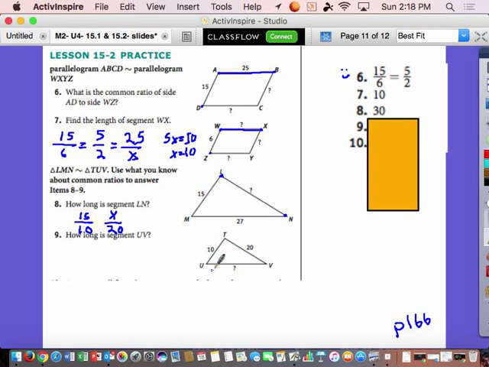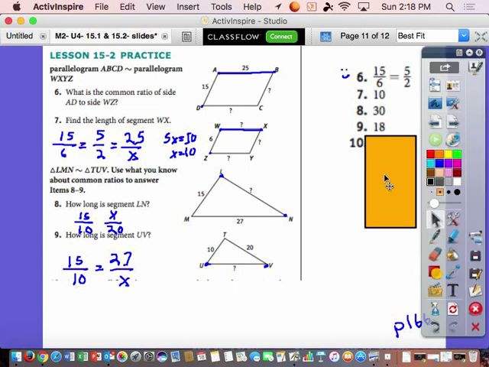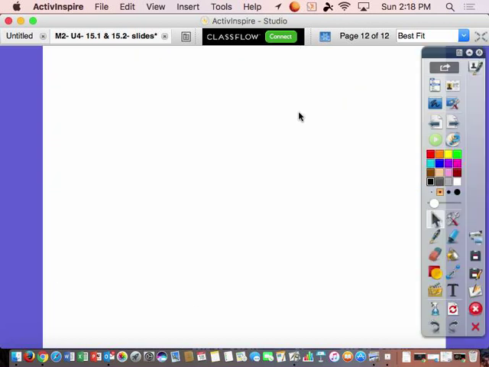How long is segment UV? So from here to here. Well, let's set up the same proportion. We could put 15 over 10. We know that one. And then we set that up so that it's 27 over X. Solve for X. X equals 18. I hope that helped, guys.